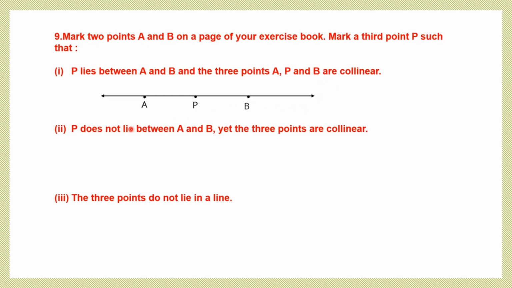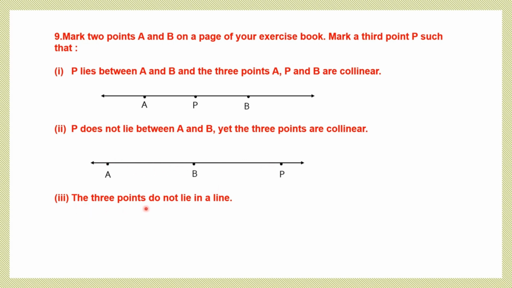And the second one, P does not lie between A and B, and yet the 3 points are collinear. So all 3 points must lie on the same straight line, but P does not lie between A and B. So let's draw that. We've got a line here. So we've got A and B, and P does not lie in between. So you can draw P anywhere. You can have P anywhere on this line, but it should not be between A and B.